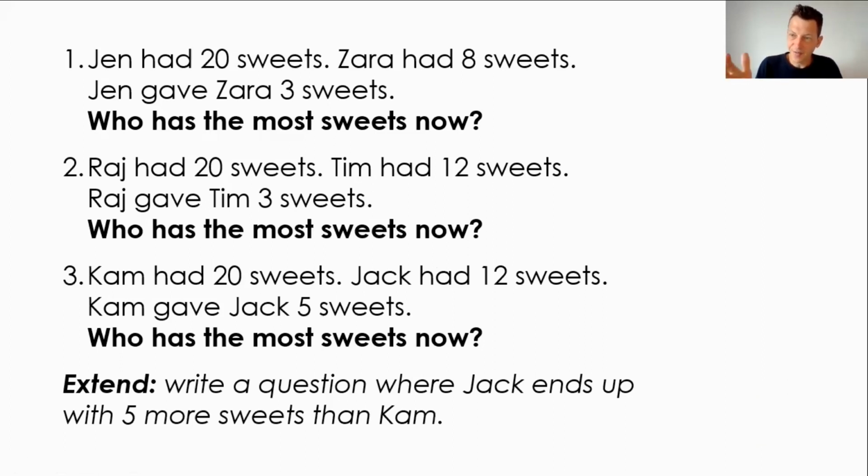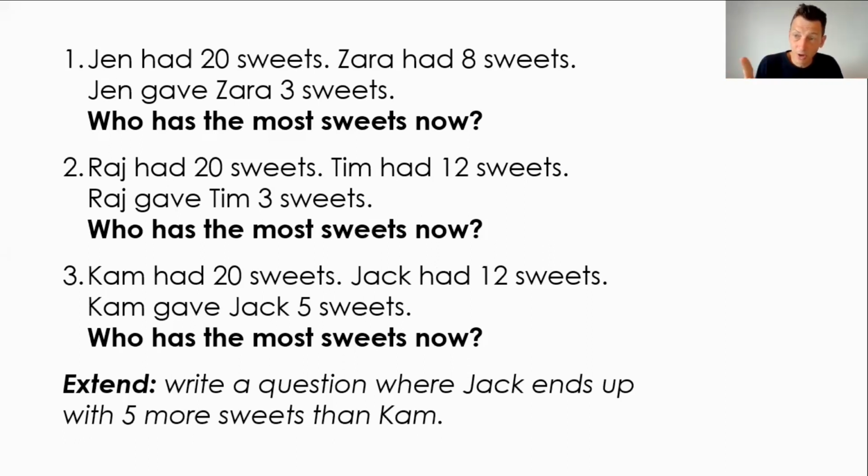Okay, and let's have a look at the effect of that variation and potentially a child's experience. So Jen had 20 sweets, Zara had 8 sweets. Jen gave Zara 3 sweets. Who has the most sweets now? Well, Jen still has the most. She's got 17 and Zara's got 11. Now, the difference is smaller, but it's still a significant difference.